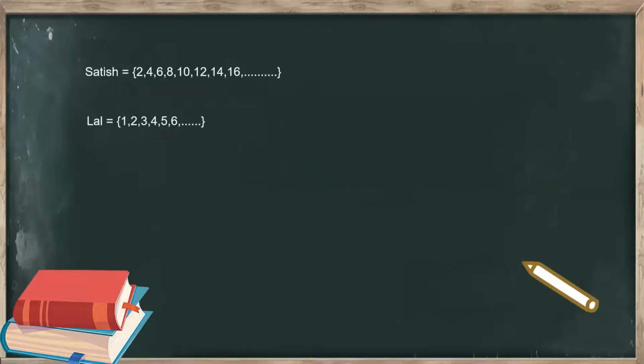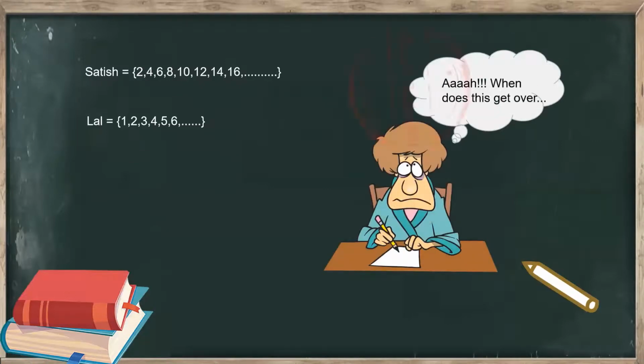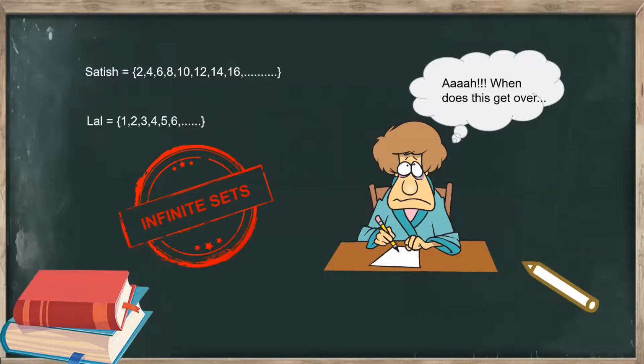Now, you can name a set anything, just like a variable. So I have named this, a set of even numbers, Satish. These are the set of, what numbers are they? Natural numbers, yes. And I named it Lal. So, look at these sets. Do they have an end? Take the even numbers. Does it have an end? No. It keeps on going to infinity. And because it keeps on going to infinity, we cannot reach an end. Therefore, these sets are called infinite sets.